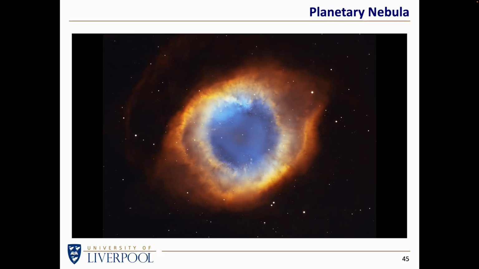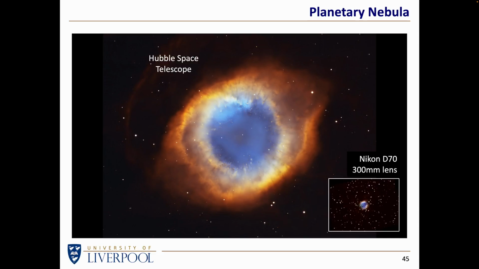Various planetary nebulae you might know about, like the Ring Nebula. This is a rather lovely one called the Helix Nebula in the constellation of Aquarius, visible low down in the south from England. That's actually a Hubble Space Telescope picture, but it's large enough in the night sky that you can actually image it. Here's a picture I took with a telephoto lens on a camera. So this is not taken with a telescope.